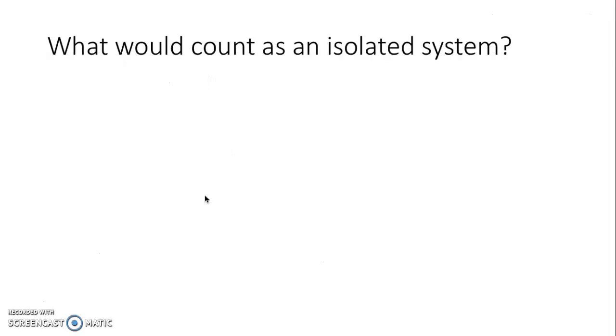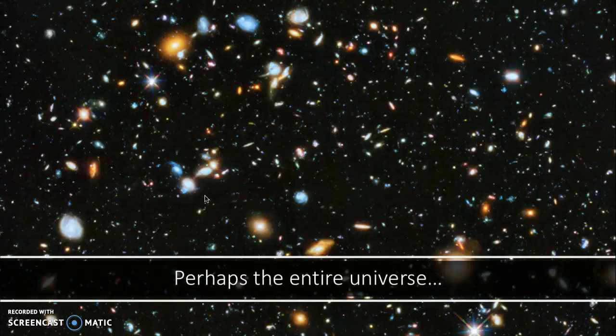So what would be an isolated system? Please think about it for a minute before we move on. Isolated means that it's all by itself. Right? There's no transfer of energy. There's no transfer of matter. So some people think that this might include the entire universe.